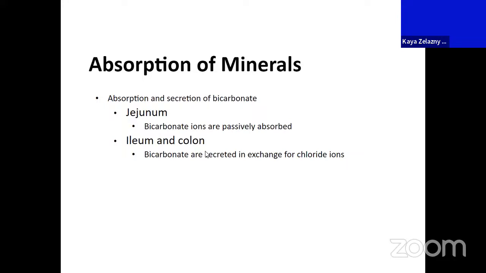All right, so we know that we must also be absorbing some of the bicarbonate from our diet. Okay, so in the jejunum, we've already passed through the duodenum, so we used that buffering function to buffer out acidity. We get to the jejunum. So in the jejunum, any bicarbonate ions that are traveling through, we're going to passively absorb them.